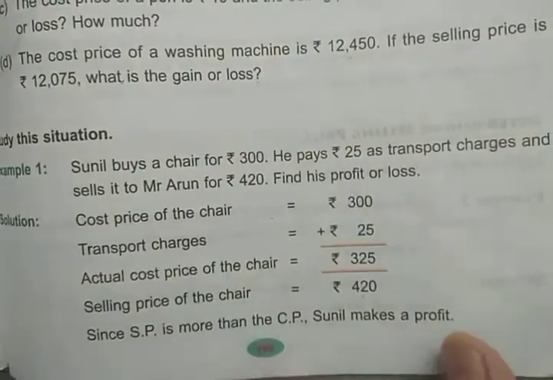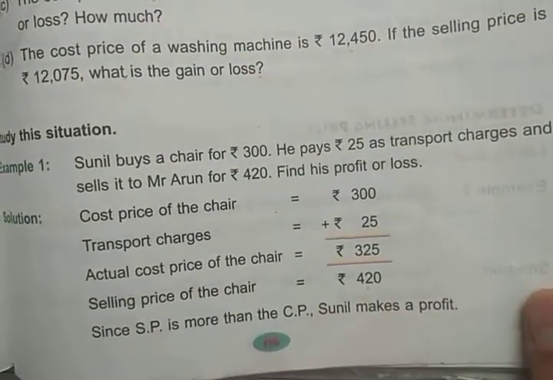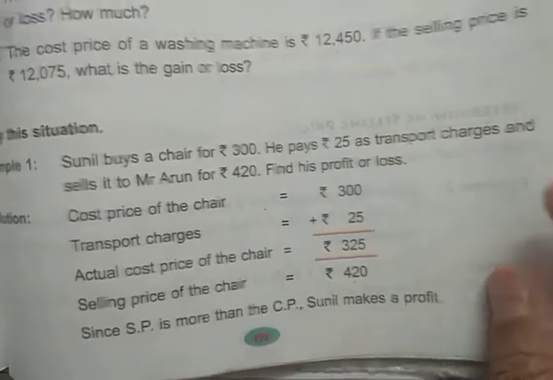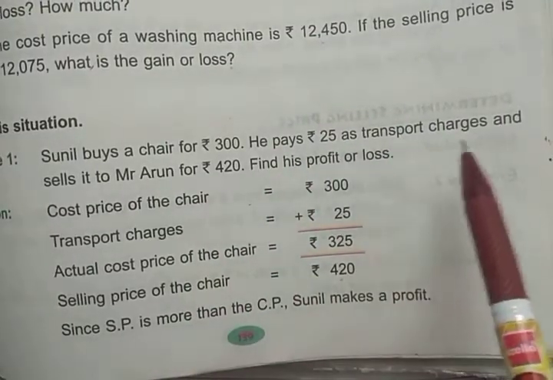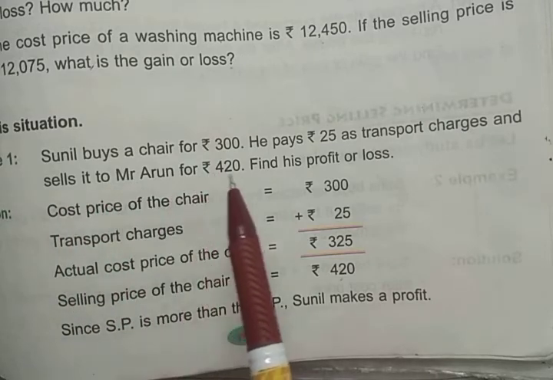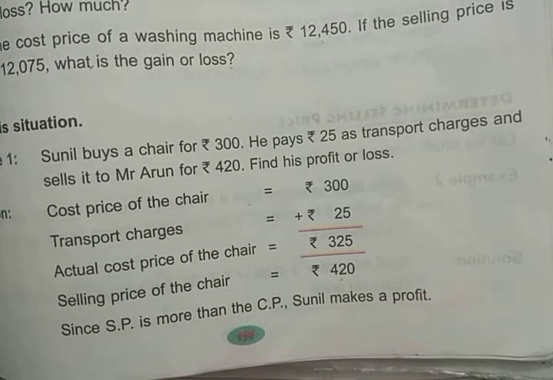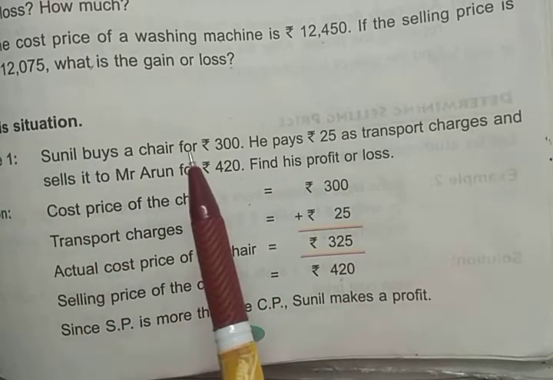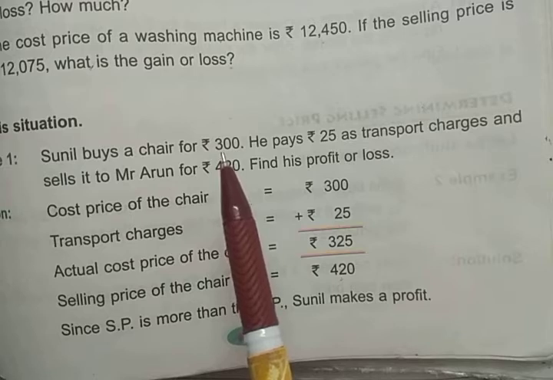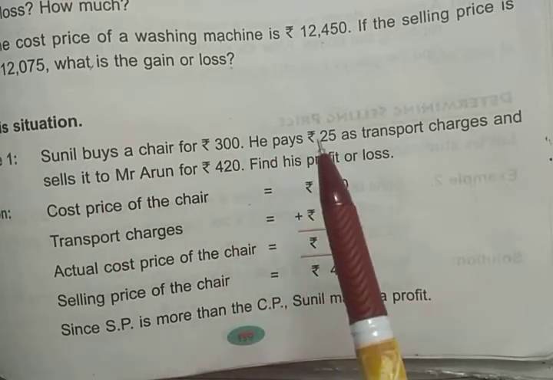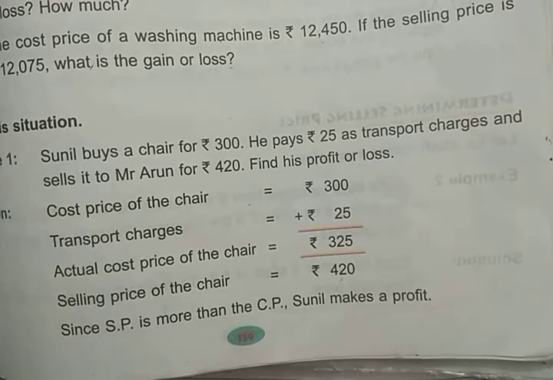Let us discuss this one. Sunil buys a chair for rupees 300. He pays rupees 25 as transport charges and sells it to Mr. Arun for rupees 420. Now find his profit or loss. So you can see here that Sunil buys a chair for rupees 300, right? This is the cost price of the chair. Now he pays 25 as transport charges.